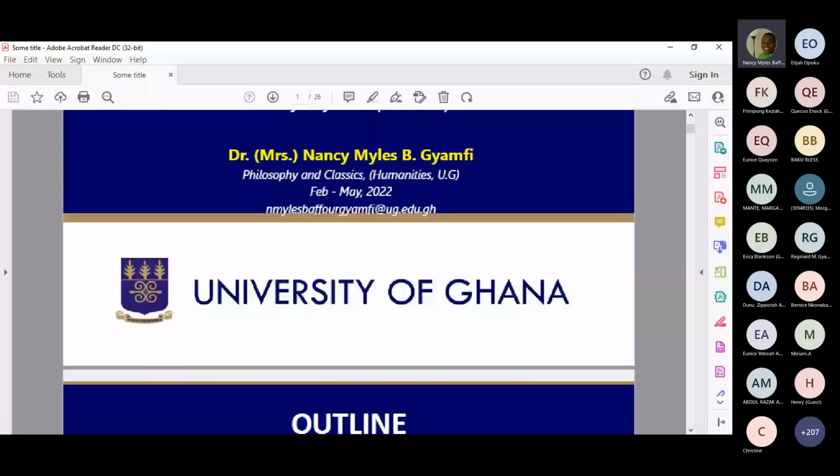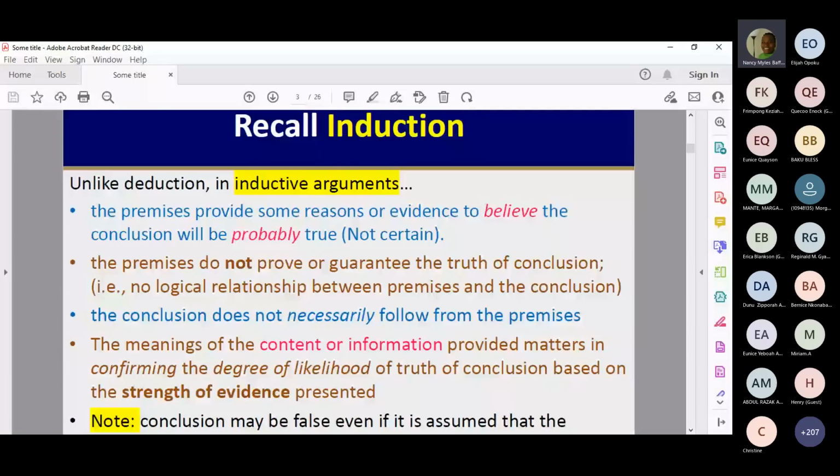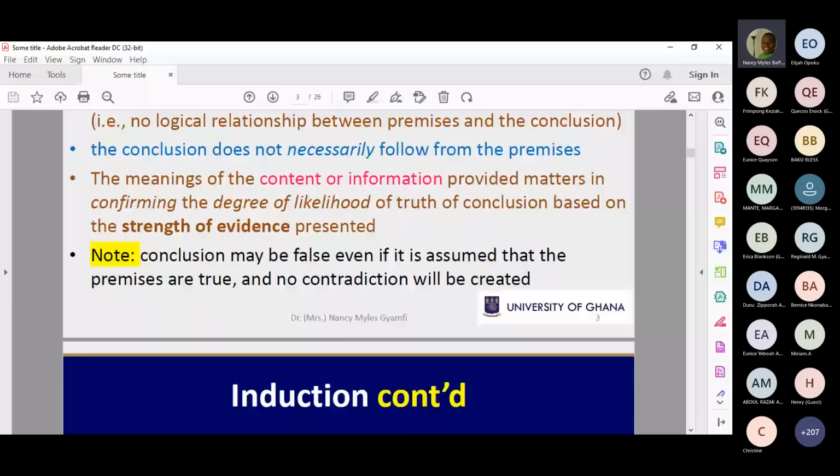Okay, so let's see. The first slide gone. This is the outline. We tried to help ourselves. I already told you that we don't describe inductive argument as valid.